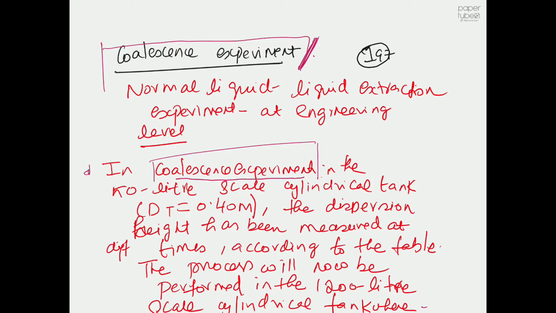So in coalescence experiments, we are performing this liquid extraction experiment at a 50-liter scale, in a cylindrical tank whose diameter is 0.40 meters. Just assume this is a liquid extraction experiment, and then we will come back to what this coalescence is about. I don't know how to spell coalescence, whatever. And then the dispersion height has been measured at different times. I talked about this in lecture 1 or 2, I don't remember.